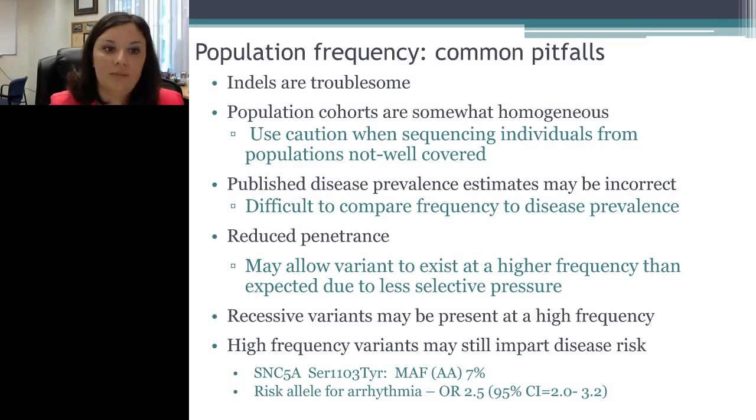So there's a variant that we come across sometimes in our lab in SCN5A, the minor allele frequency is actually quite high at 7% in African Americans. However, published studies have shown that this may be a risk allele for arrhythmia, and the odds ratio is about 2.5. So instead of calling this variant benign just based on the allele frequency alone, we may still want to include it on the report. We might be able to say it's probably benign for Mendelian disease, but it might still impart a disease risk.